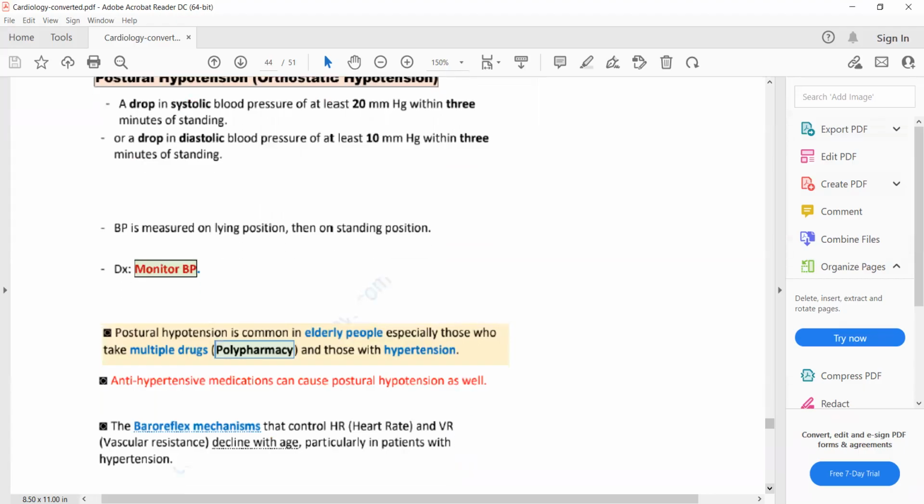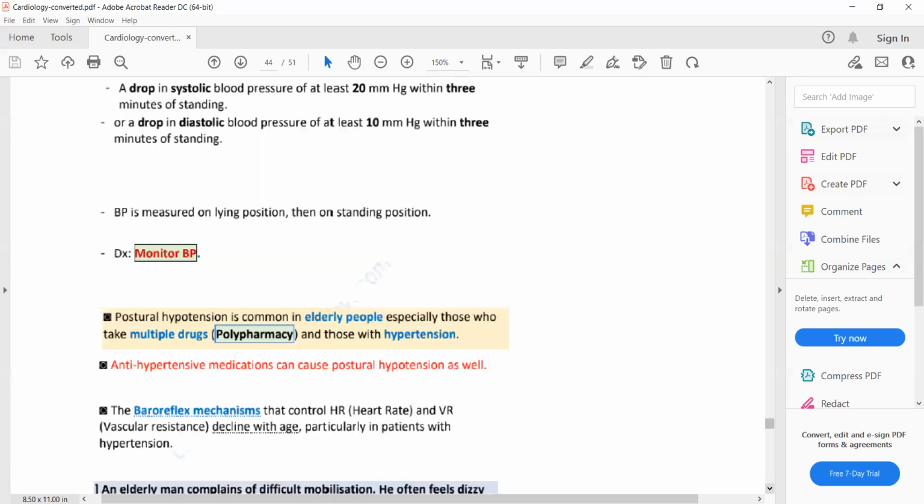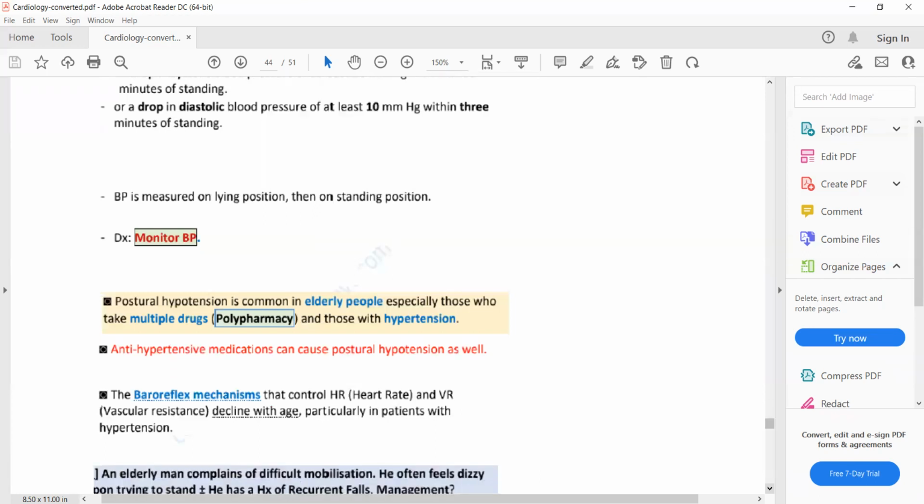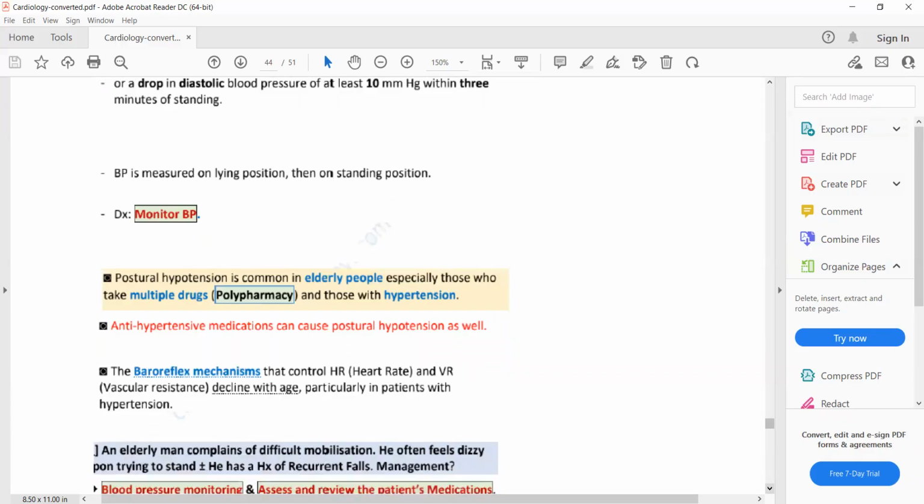Postural hypotension is common in old or elderly people because of the baroreflex mechanism. In old people, the mechanism is also old, so it has difficulty in controlling the minute to minute variation of blood pressure. That's why postural hypotension is common in elderly people.